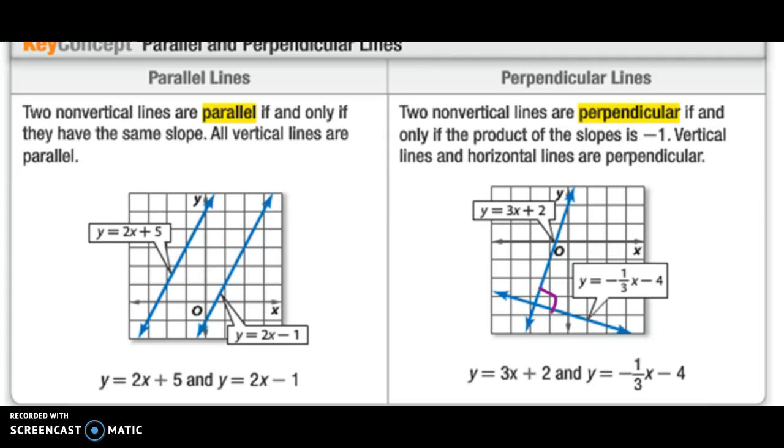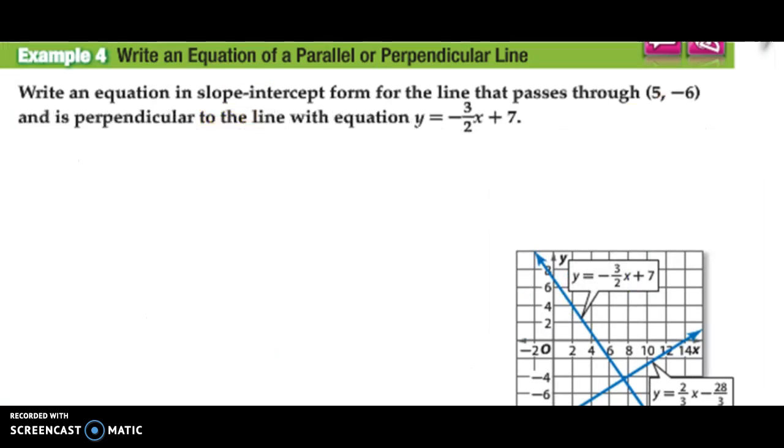Now you'll notice some interesting things about their slopes. Parallel lines have the same slope of 2. Both of them have the same slope. Perpendicular lines have a slope of 3 and negative 1/3. So we remember that perpendicular slopes are opposite reciprocals of each other. Opposite reciprocals of each other.